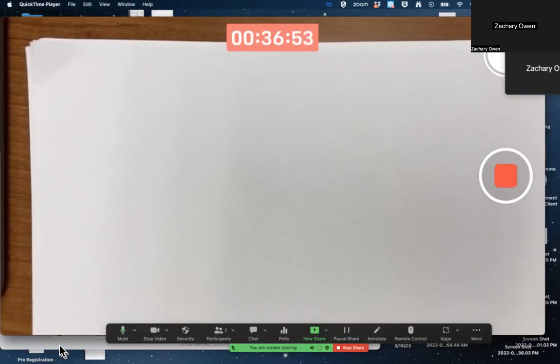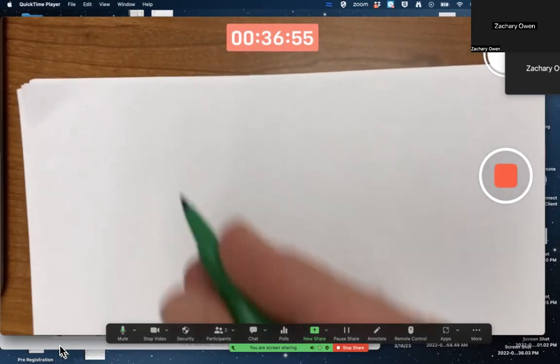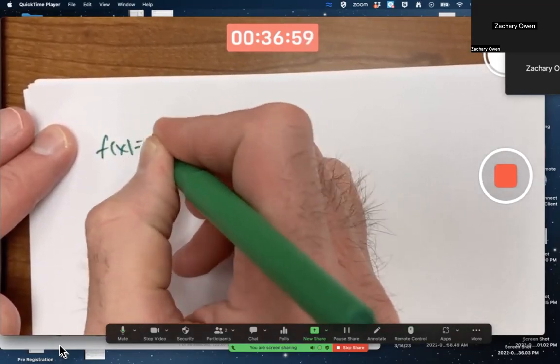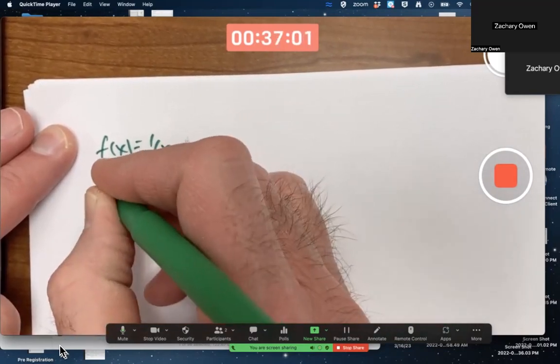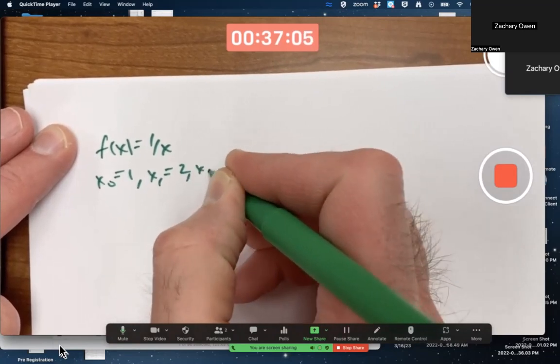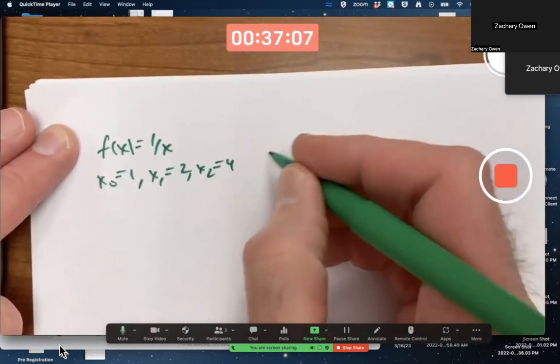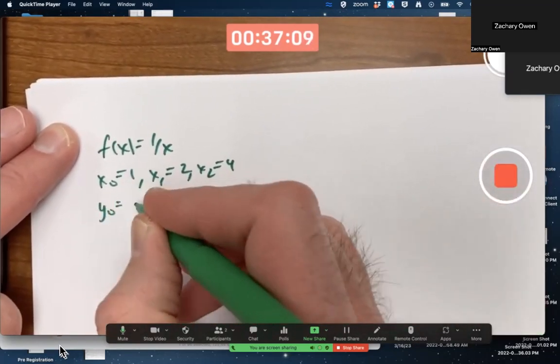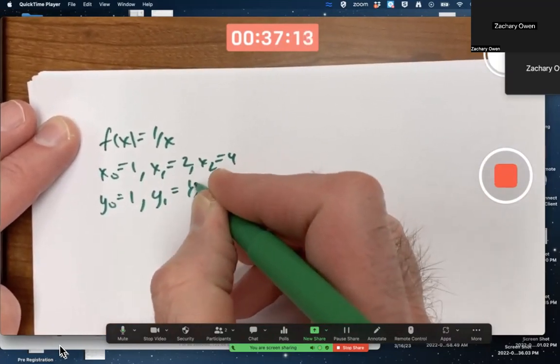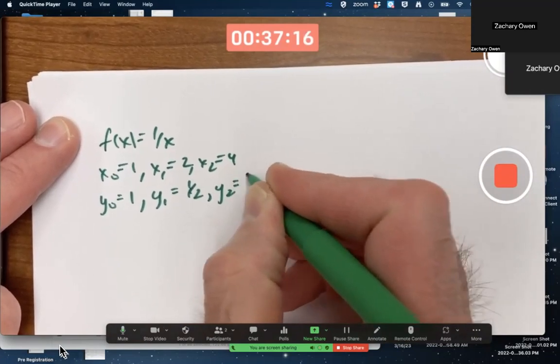So what would you do? Let's do the same problem here. Once again, f of x equals 1 over x. x0 is 1, x1 is 2, x2 is 4, which leads to y0 being 1 over 1 is 1, y1 being 1/2, and y2 being 1/4.